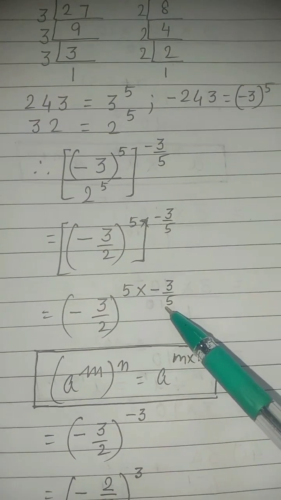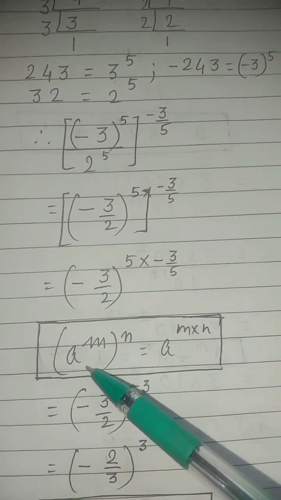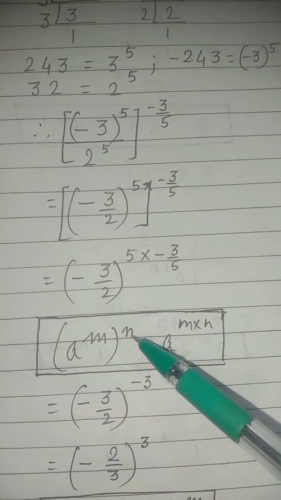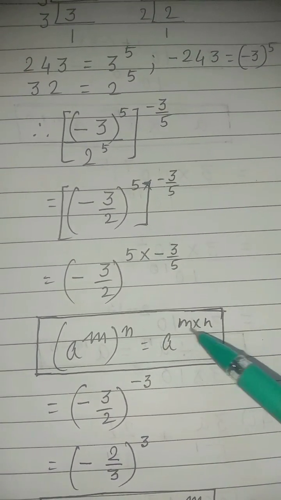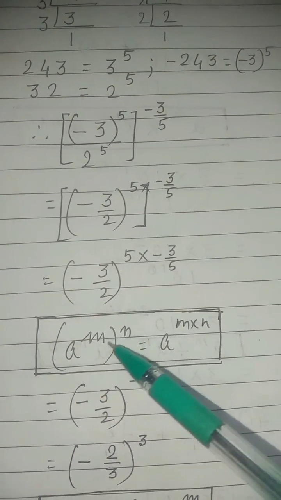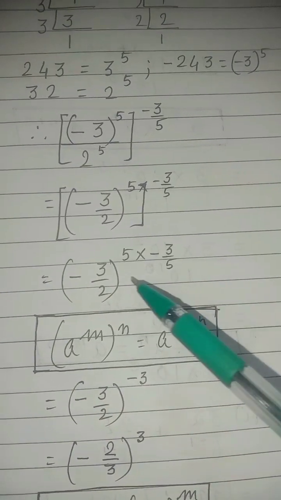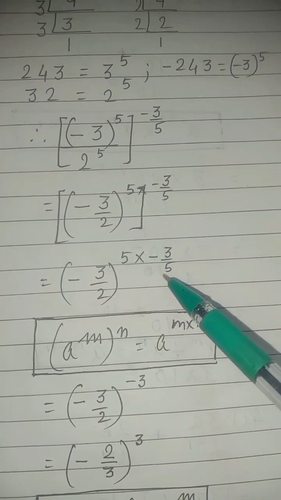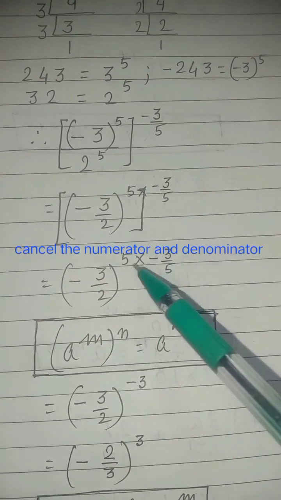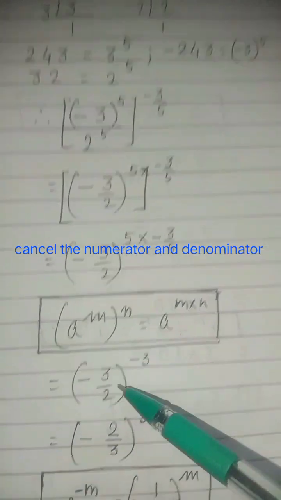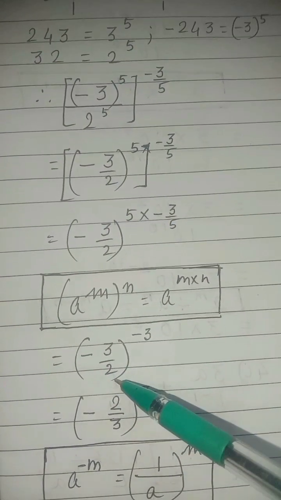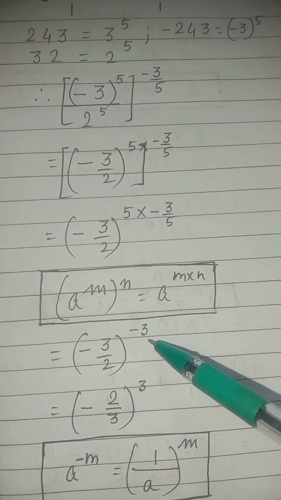Why? Because there is a law of indices, that is (a to the power m) to the power n is equal to a to the power m into n. That means this can be multiplied. So here also we have multiplied. Now we can cancel the sign. If we cancel the sign here, what we will get? (-3/2) to the power -3.